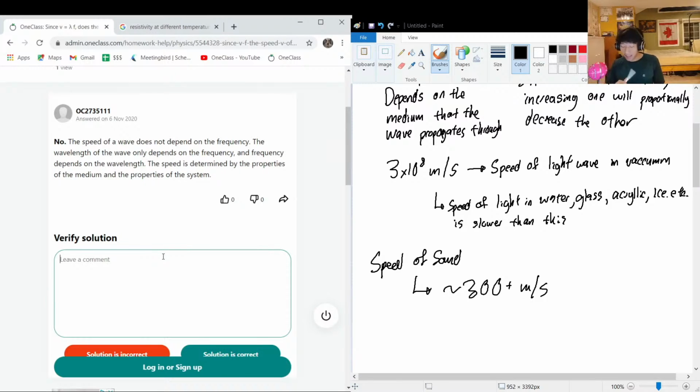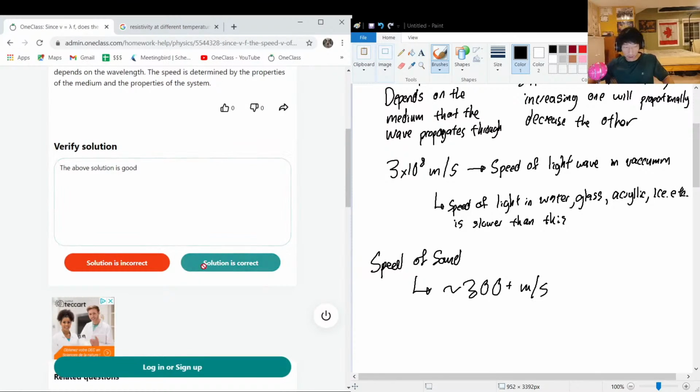That is exactly the right answer. Absolutely nothing wrong about that answer. So the above solution is good. Awesome. Good job, solution.